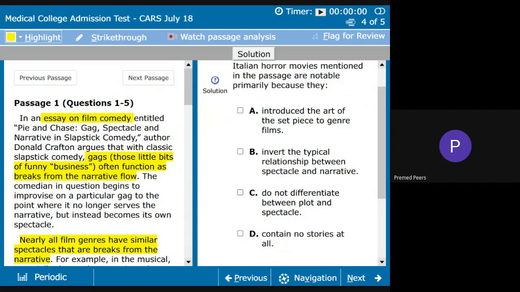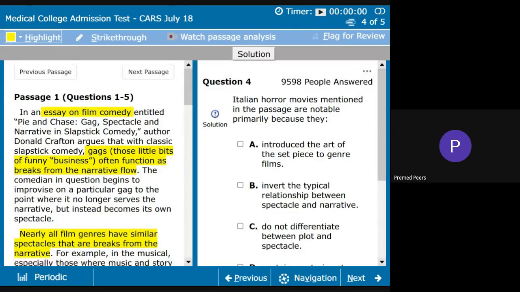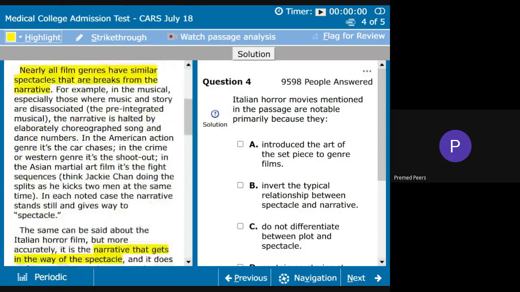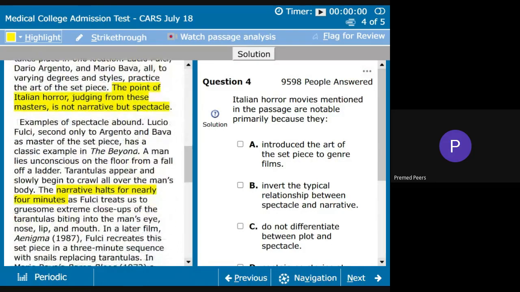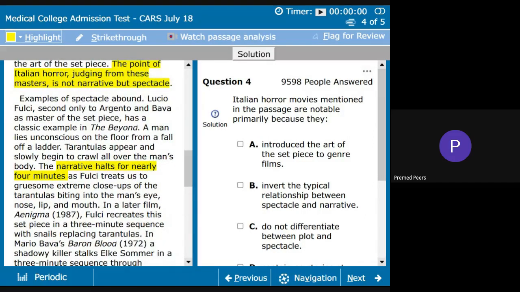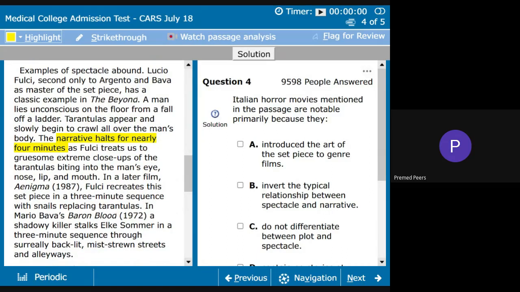All right, so we have one taker for B, so that's great. Let's go through it. For A, the horror movies mentioned are notable because they introduced the art of the set piece to genre films. Going back to where they talked about set pieces, you'll notice that the horror movies mentioned do discuss the set pieces, but they never said that they introduced the concept of a set piece. So you can cross that one out, because that's one of those close reading detail questions.